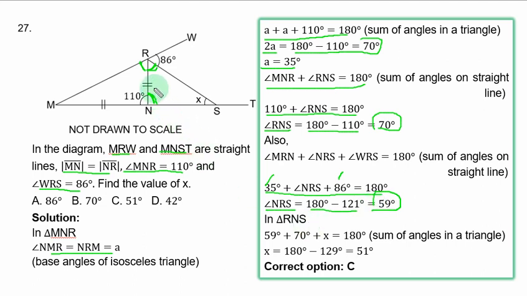In this triangle RNS, if you add the three angles there, including s, the sum is 180 degrees. s is equal to 180 degrees minus the sum of 59 and 70, that is 129, and you have 51 degrees. C is the correct option.